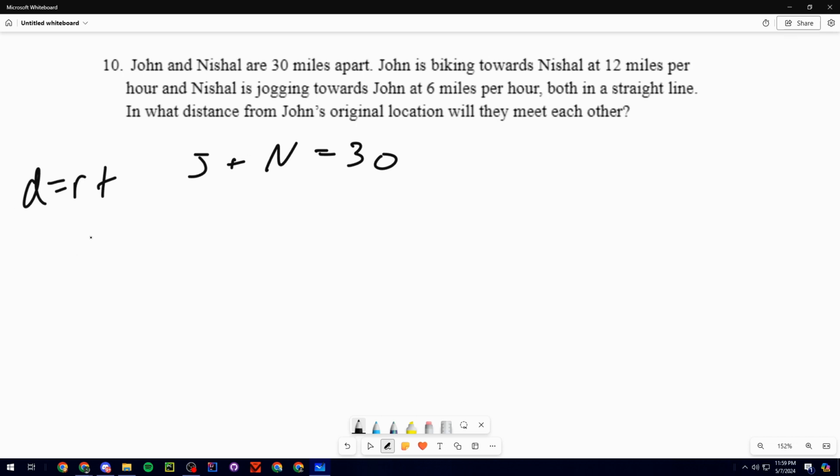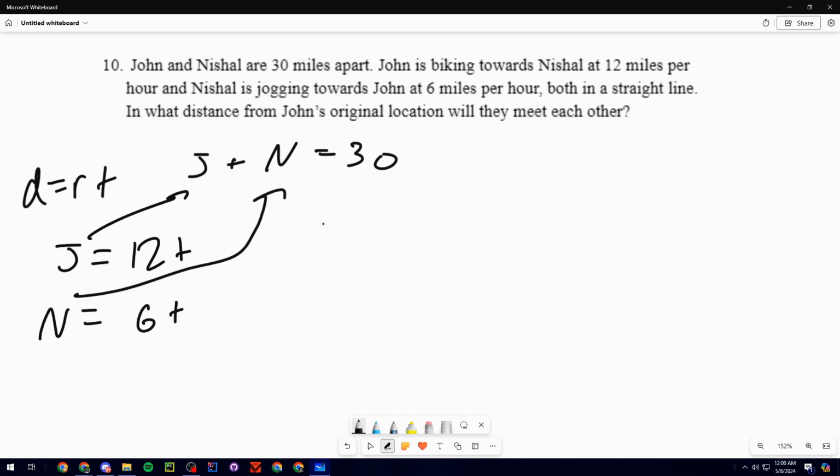So you can just use d equals RT where t is the same thing. So that's just having J is equal to his rate, which is 12t, and n is equal to his rate of 6t. Why is that cool? Because even though we have 3 variables, we also have 3 equations. So we can substitute that for that, and then that for that. So we have 12t plus 6t is equal to 30. So that's cool because we have 18t is equal to 30, right? Solving for time, we get time is equal to 30 over 18.